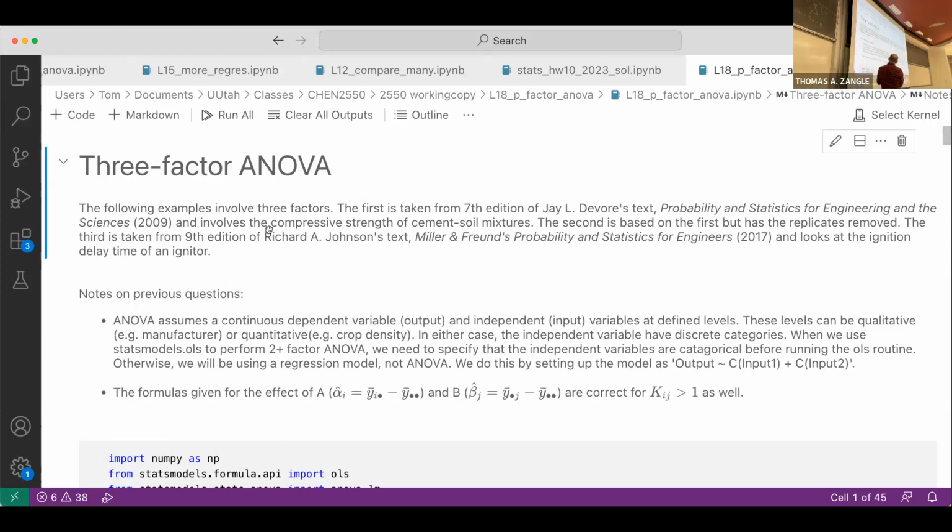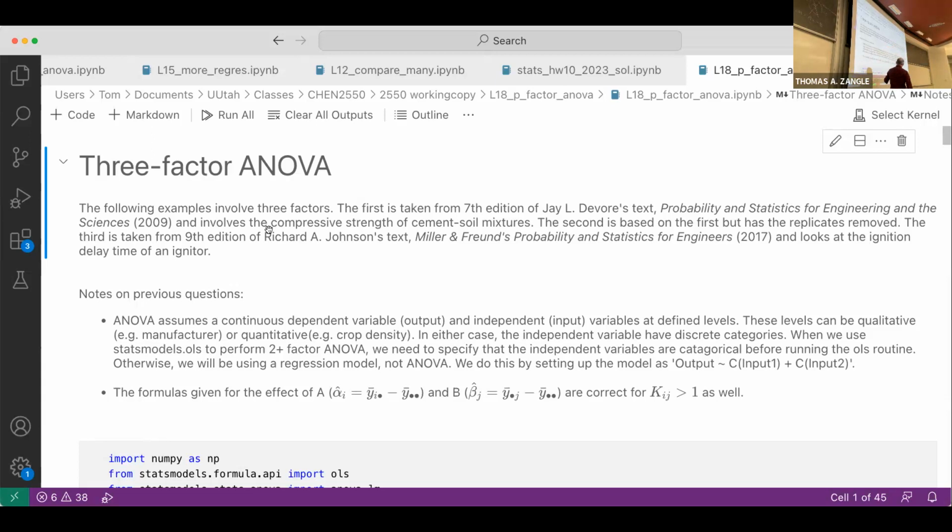Okay, so then the other question that I want to follow up on from last time was about the formula for the effects of our different factors on the output when we had a two-factor ANOVA. We gave, for example, the estimator of the effect of factor A as this formula here, and we had the same formula for our beta effects, and these are correct if we have more than one replicate per condition. So it's the same expressions if we have more than one replicate.